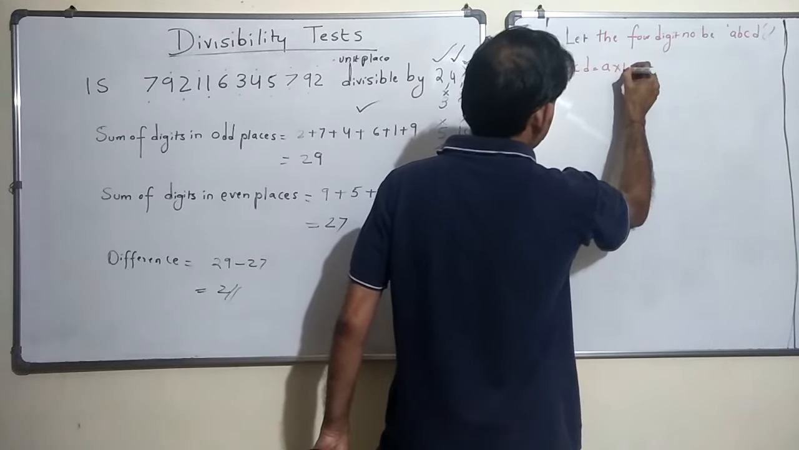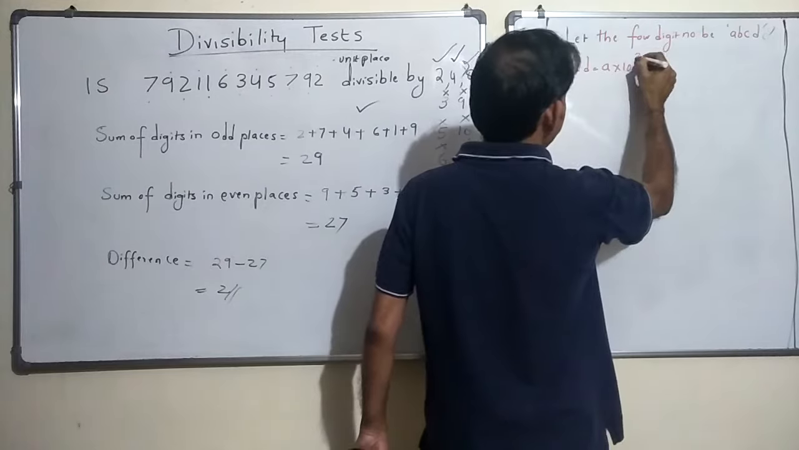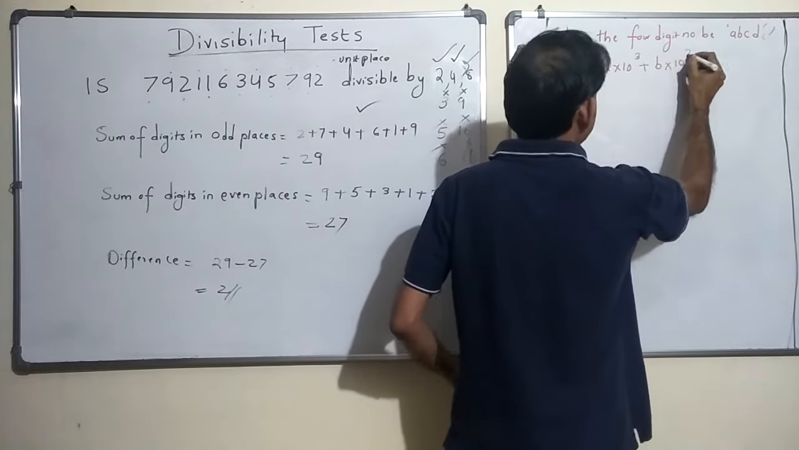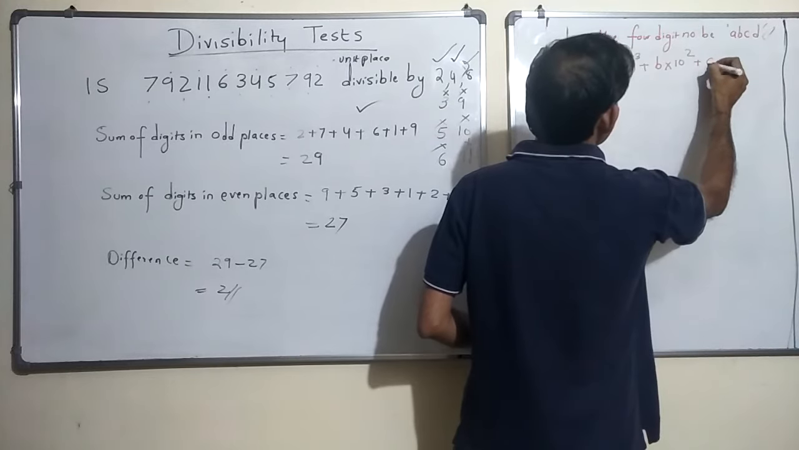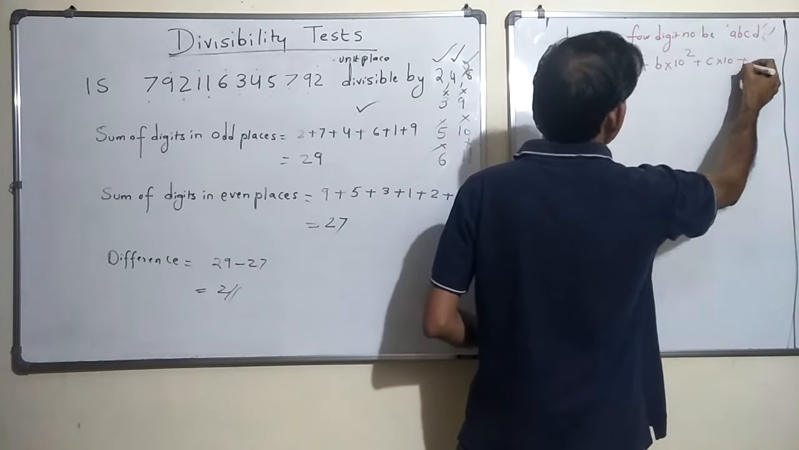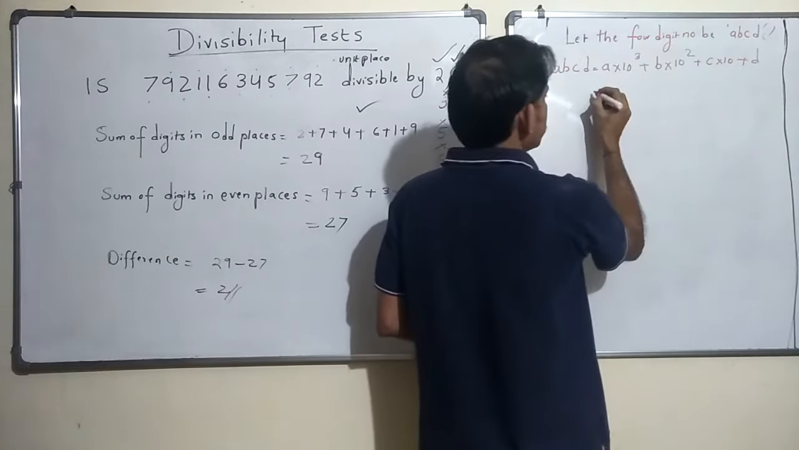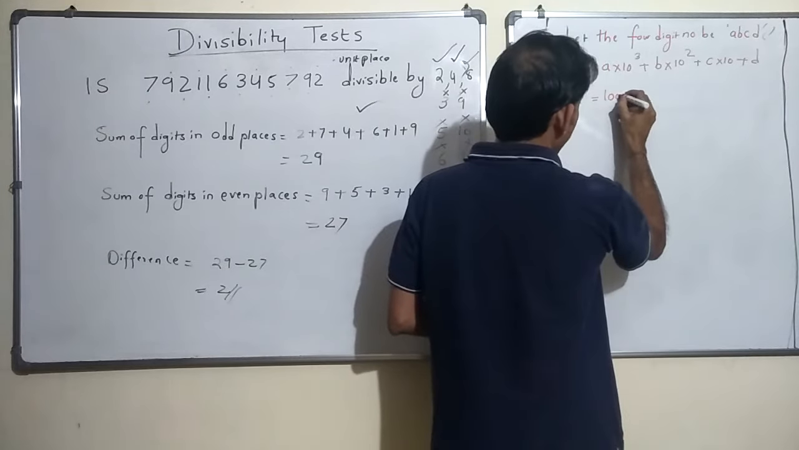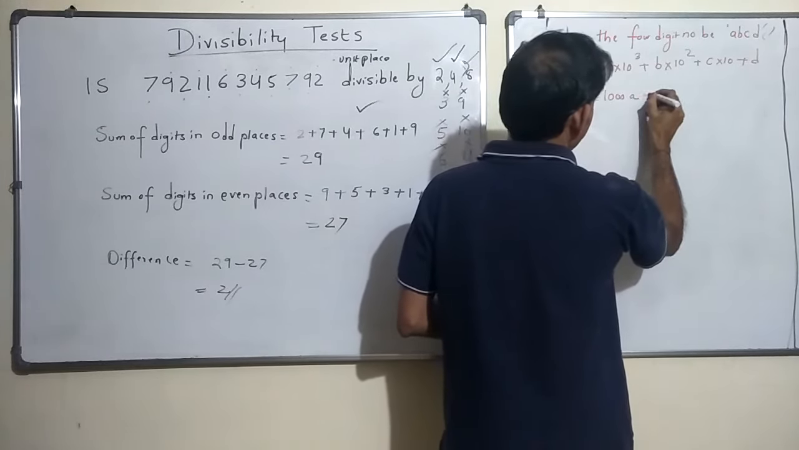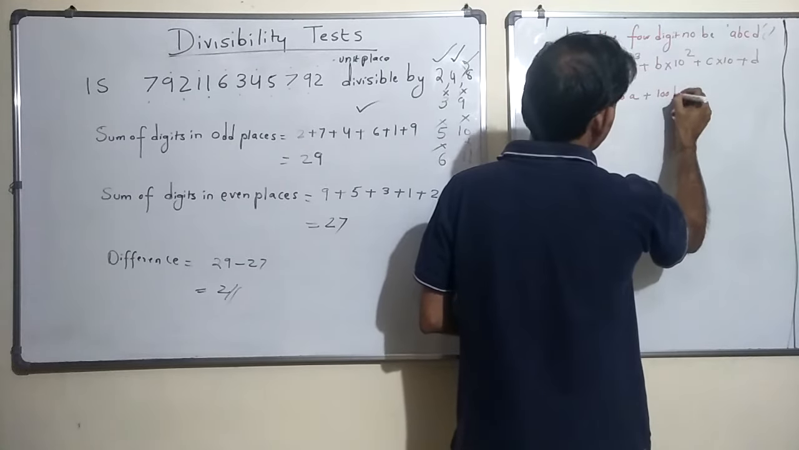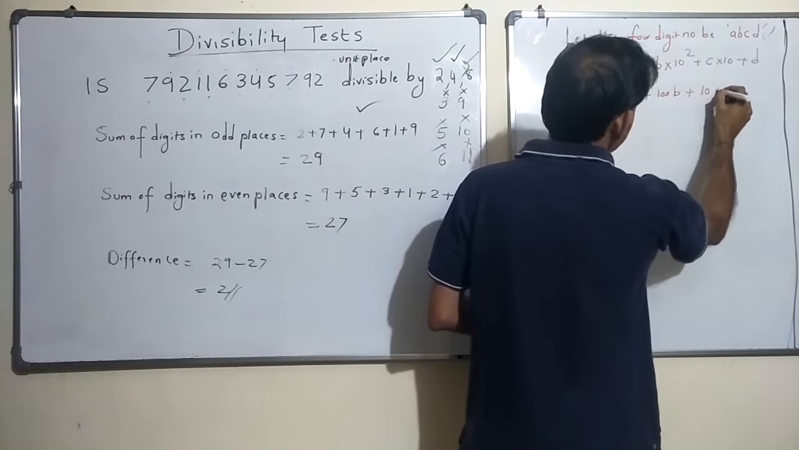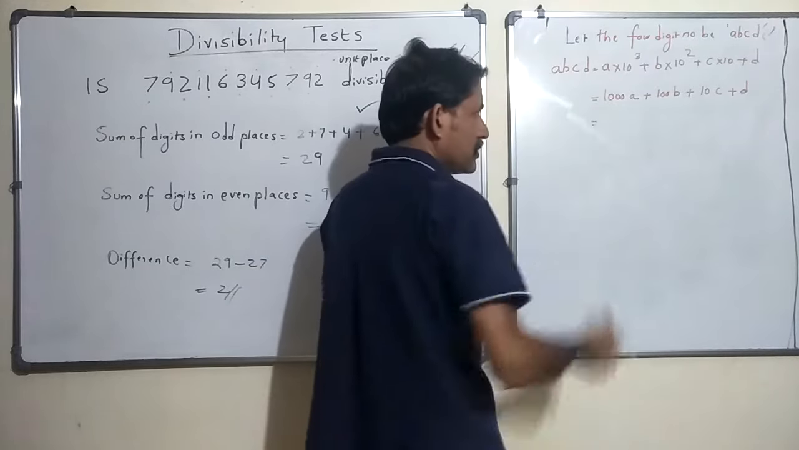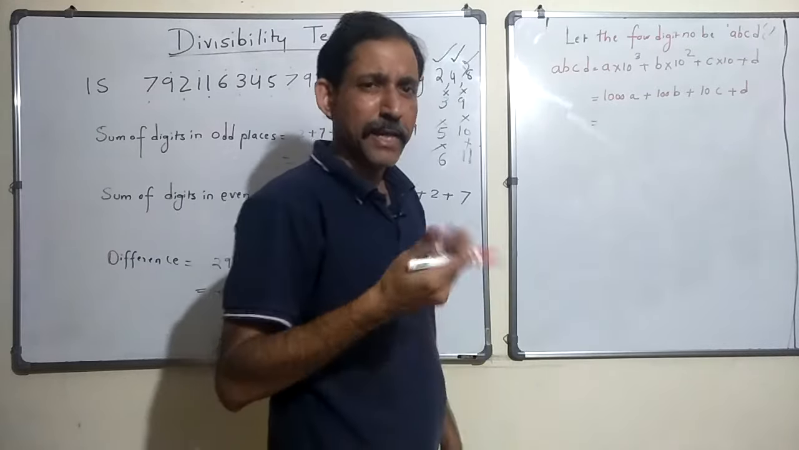A into 10 cube. This is the expanded form, right? Like I have been writing earlier. B 10 square plus C into 10 plus D. Now this is nothing but, I can write it as 1000A plus 100B plus 10C plus D. Alright. Now 1000 is actually not divisible by 11 directly.